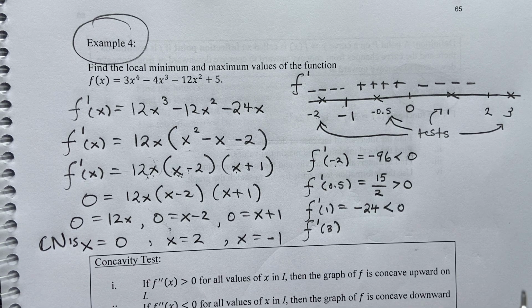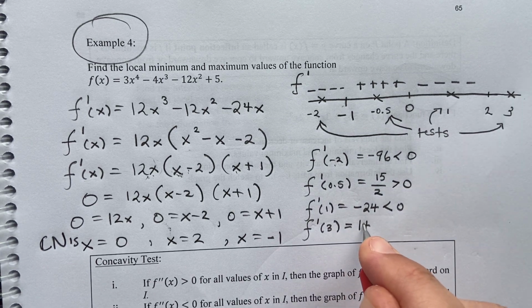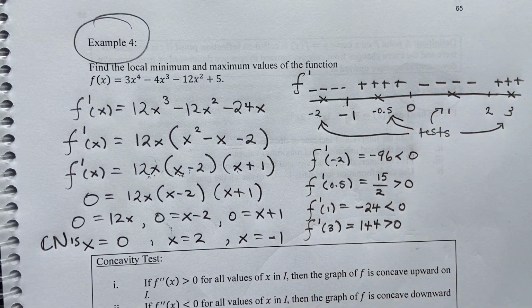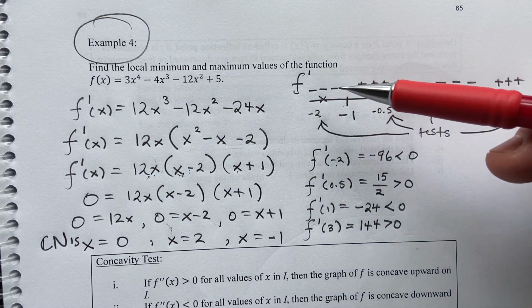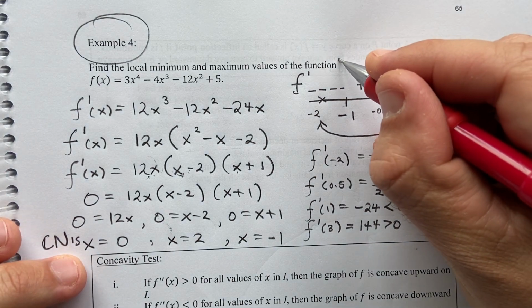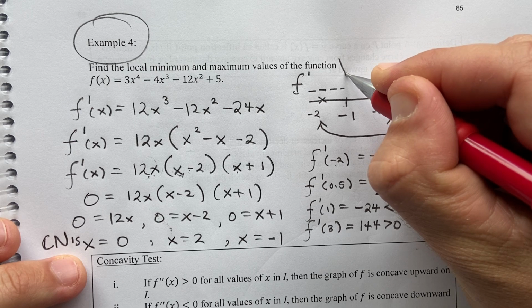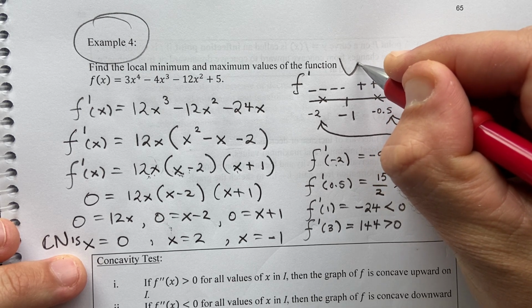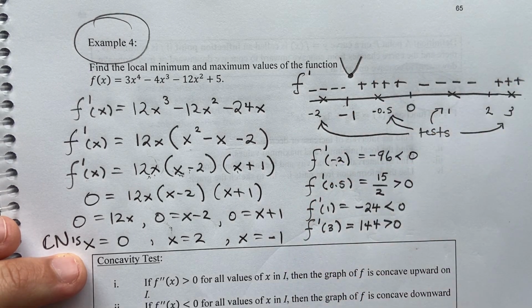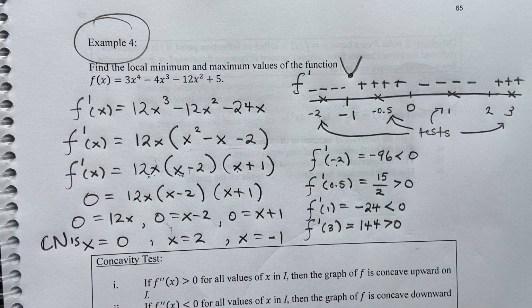If you plug in a 3 to the derivative, you get, I believe, 144, which is greater than 0, so I have all these positively sloped tangent lines throughout that. So thinking about this now, these are a description of tangent lines. I would have negatively sloped on the left, and then right at negative 1 I have 0, and then I would have positively sloped on the right. So it looks like a minimum is occurring right there.